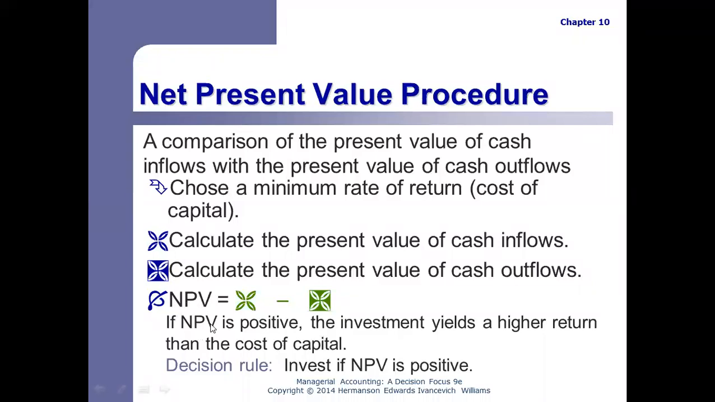And the rule is, if net present value is positive, then do the investment because it results in a higher return than the cost of capital. Remember, cost of capital was how much does it cost us to get money? So if NPV is positive, that means we'll make more money than it will cost us to acquire the money. If NPV is negative, it does not mean you're losing money. It means that you're not going to make your cost of capital. So don't do it. It'll cost us more to acquire the money than the money we can make from the investment. So again, net present value positive, do it. Net present value negative, don't do it.